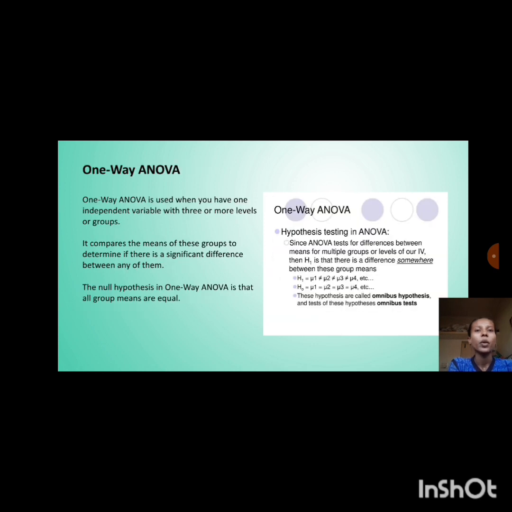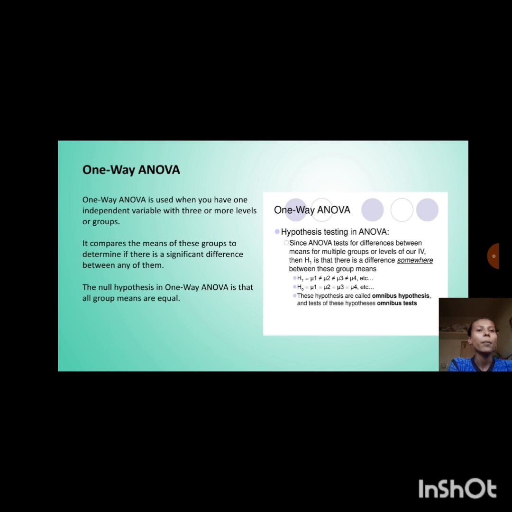One-way ANOVA. One-way ANOVA is used when you have one independent variable with three or more levels or groups. It compares the means of these groups to determine if there is a significant difference between any of them. The null hypothesis in one-way ANOVA is that all group means are equal.